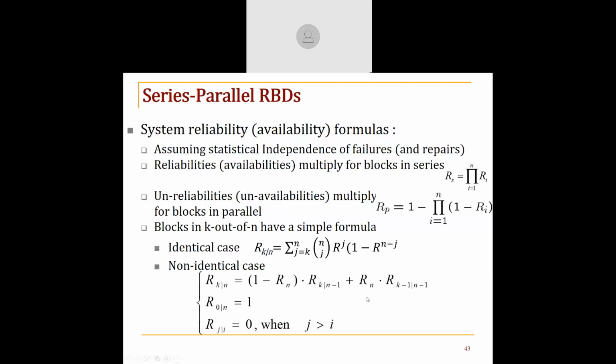And since this is a recursive formula, I have to give you the end conditions. One end condition that will be necessary is that looking for 0 components up out of n, you have probability 1. And looking for j greater than i components out of i is not possible. That's why 0. So given this, you are able to solve for any k out of n non-identical. All right? Okay. That's great.